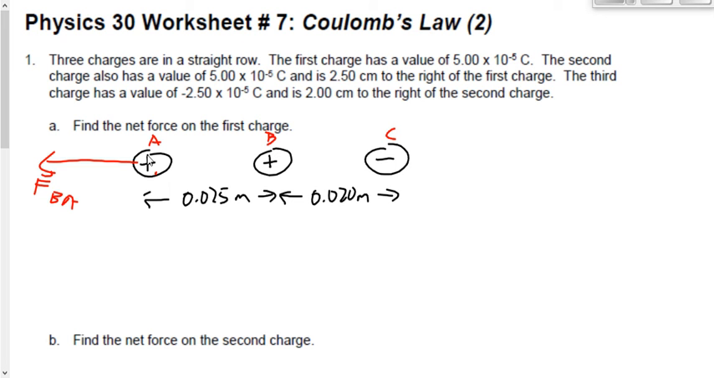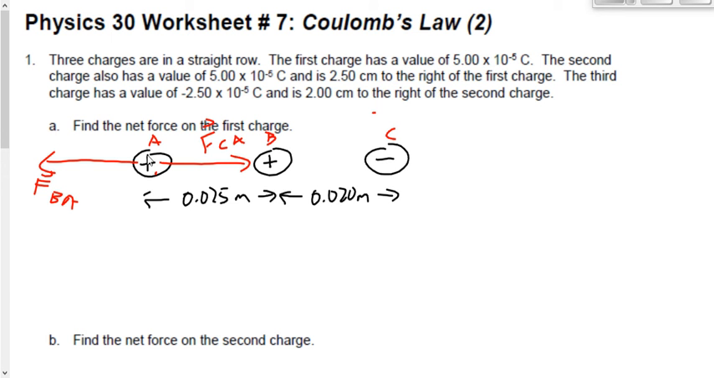What about C and A? Pretend B's not there now. Is that attractive or repulsive? C on A. Positive and negative, they're going to attract each other. So A is attracted to C. A is pulled towards C. Now, I don't care if B's in the middle there. Pretend it's not there right now. Now, C is also attracted to A, right? But we don't really care about that because we're not trying to find that one.